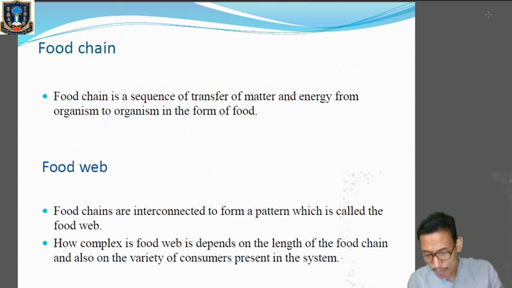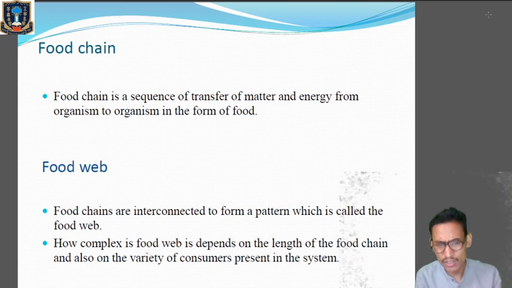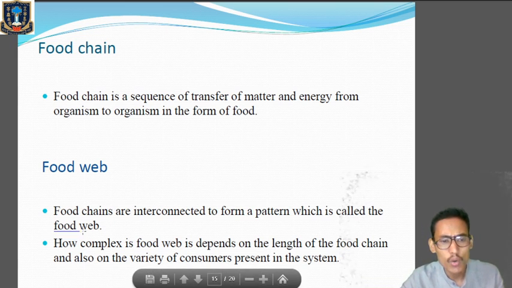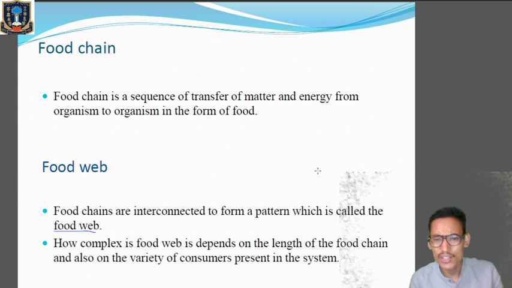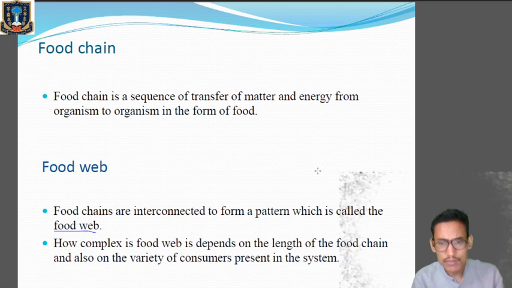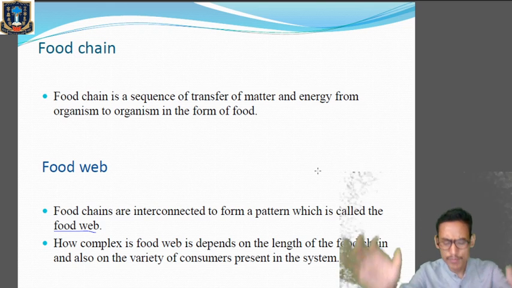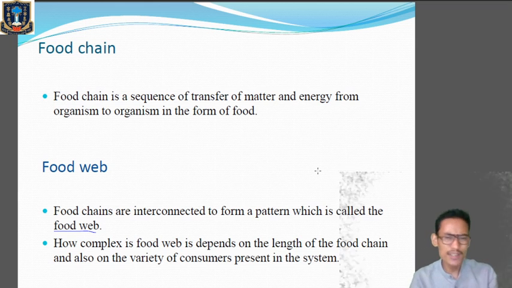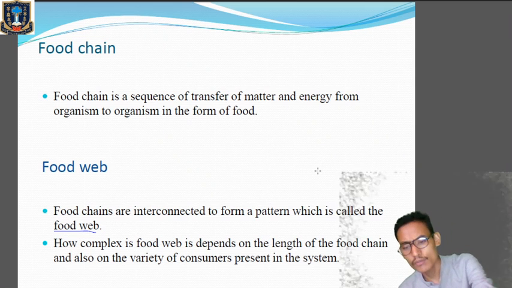Clear? And the complex network or interconnection of food chains is known as a food web. So when the food chain becomes a complex one, then we call it a food web. Now, how complex a food web is depends on the length of the food chain and also on the variety of consumers present in the system, because this interconnection can happen at any trophic level. So now we'll see an example of a food chain and food web.